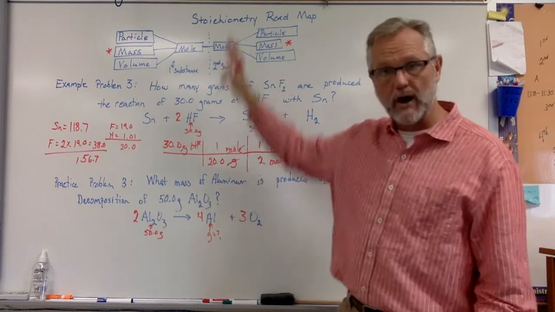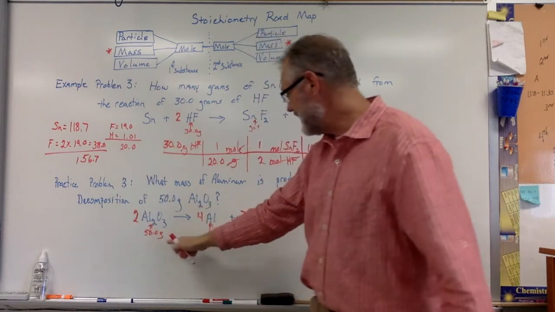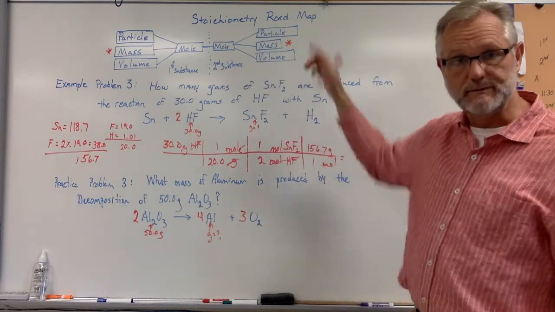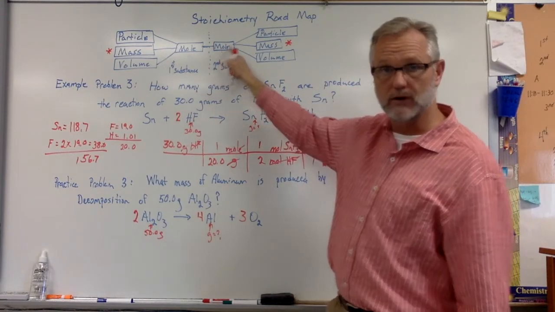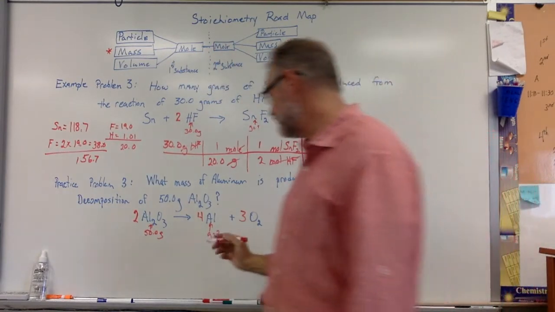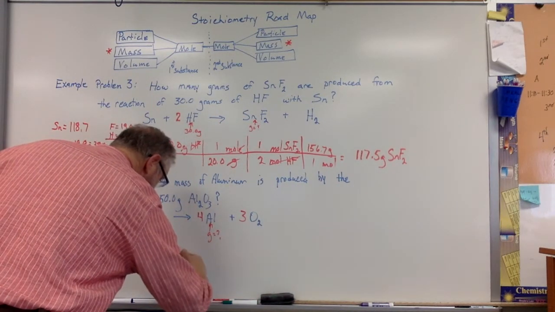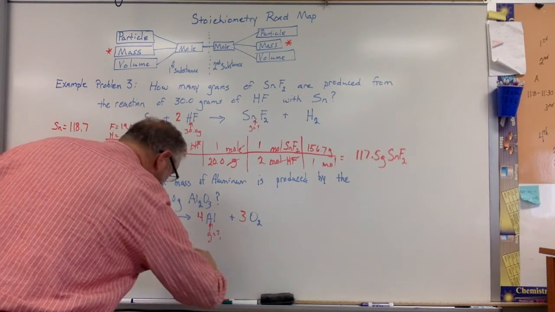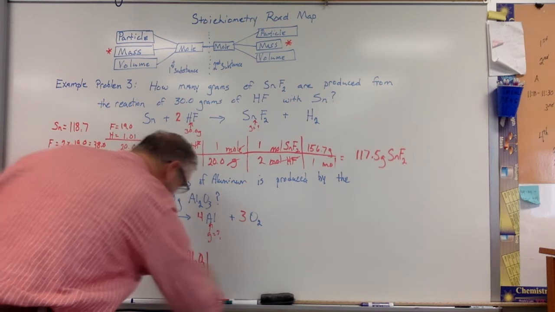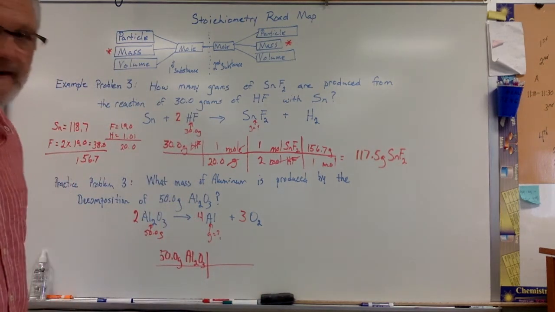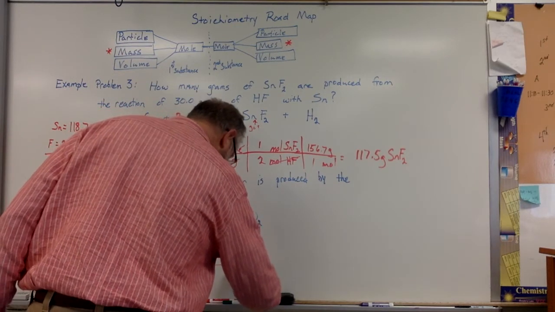Doesn't matter what the problem is, I'm still going to come back up. I'm going to start at this time at mass, and I'm going to go to mass, which means that I'm going to go mass to moles, mole to mole ratio, moles to mass to finish out. So write down what I'm given, which is 50.0 grams of aluminum oxide. I put that into my factor label box.